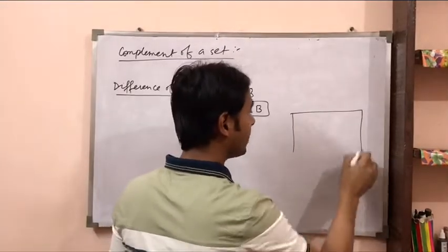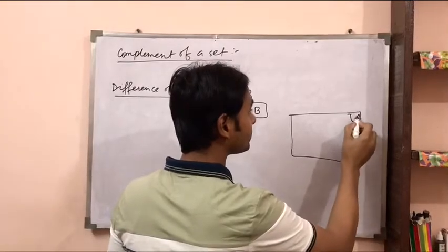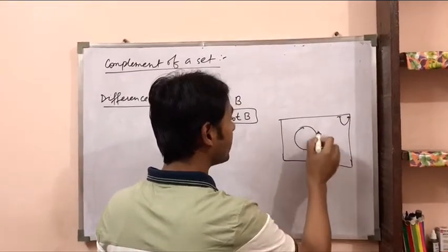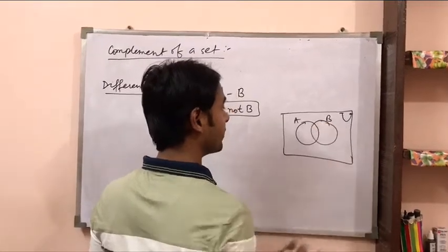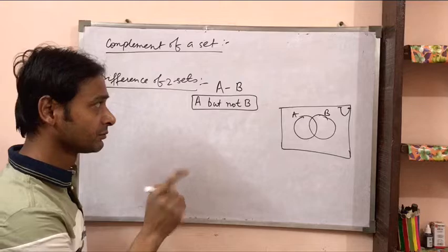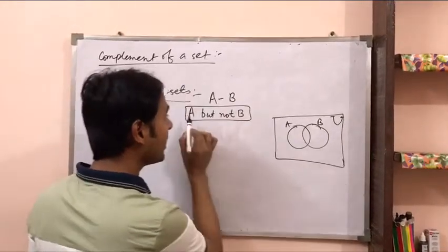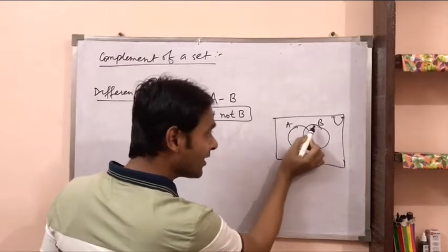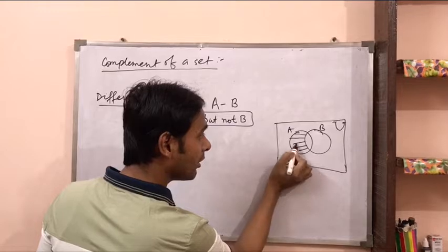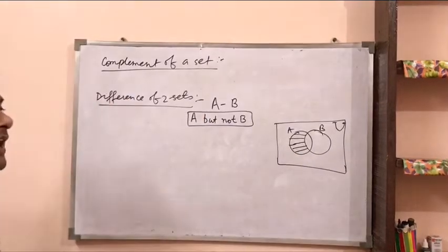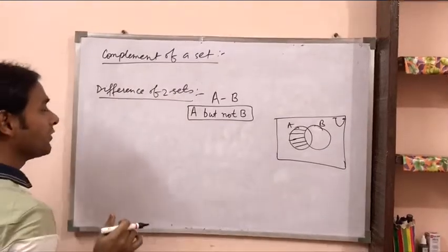I will show by Venn diagram, then through example. This is the universal set. This is the set A. This is the set B. A but not B. That means only A. B के वो एलिमेंट जो A में है वो भी नहीं आएंगे. That means B आएगा ही नहीं. A है लेकिन B बिल्कुल भी नहीं है. That means सिर्फ और सिर्फ A. B का एलिमेंट उसके अंदर आएगा ही नहीं. A but not B.